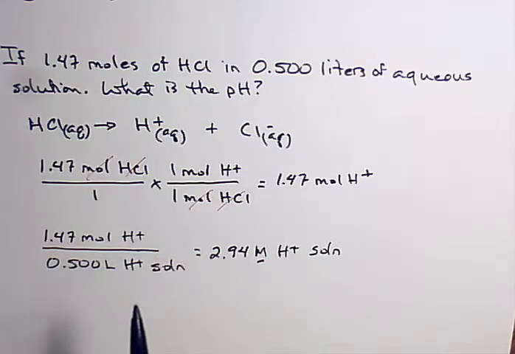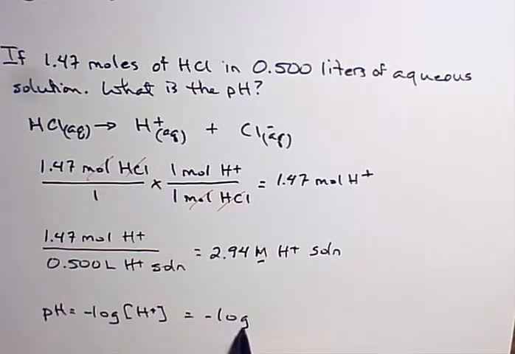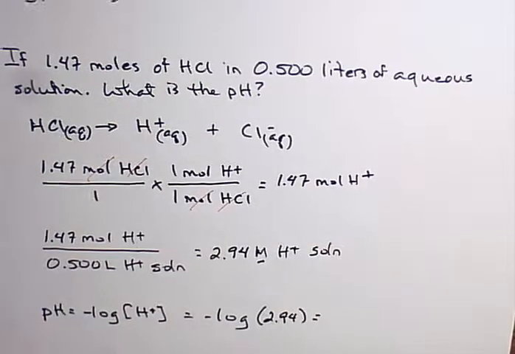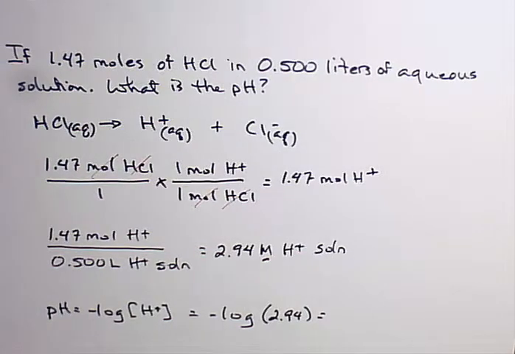Okay, well now I can do the pH, and pH is negative log of that hydrogen ion molar concentration, so that's negative logarithm of 2.94. Now if you have an inexpensive calculator, you've got to sort of back into this calculation. You have to say 2.94, then press your logarithm button, then press the change of sign button. But if you have a little bit more expensive calculator, a graphing calculator, you can probably put it in just the way it appears.